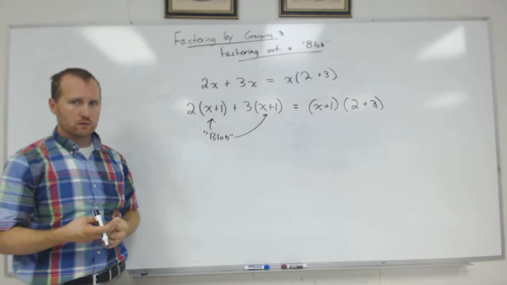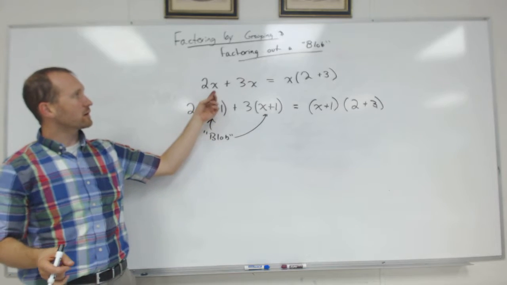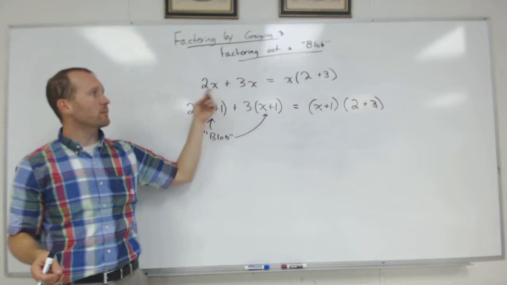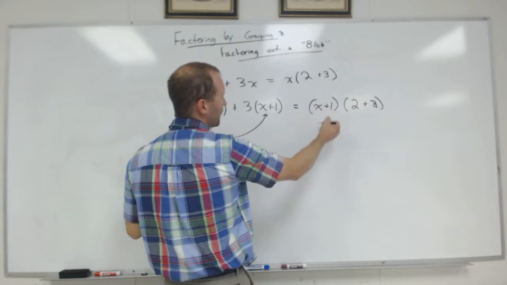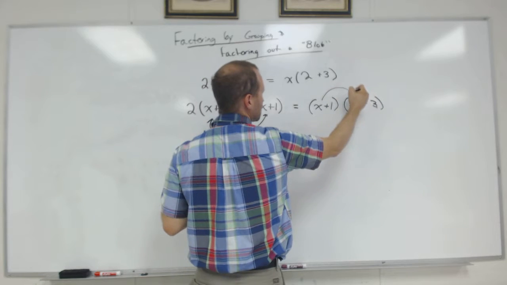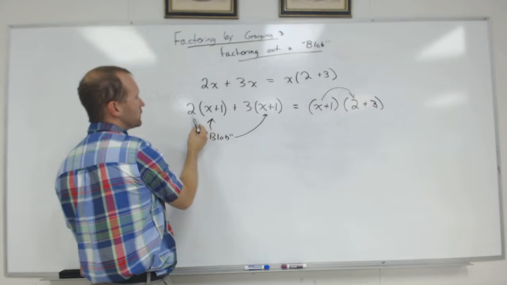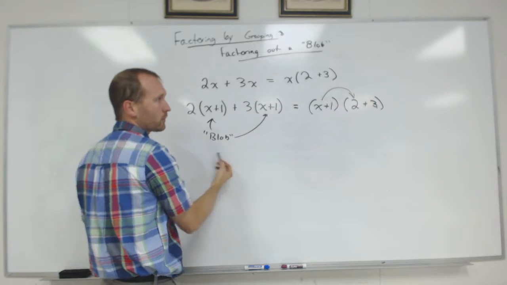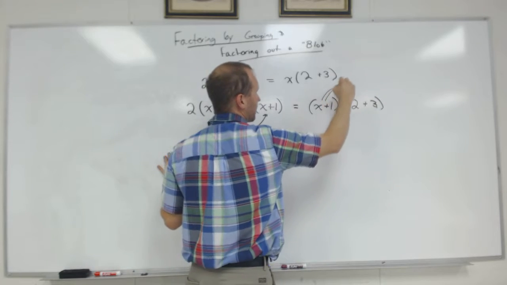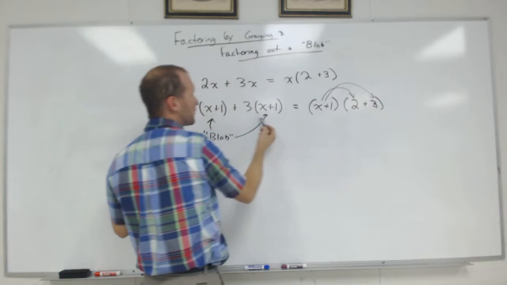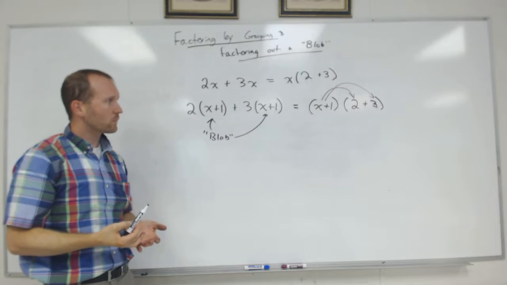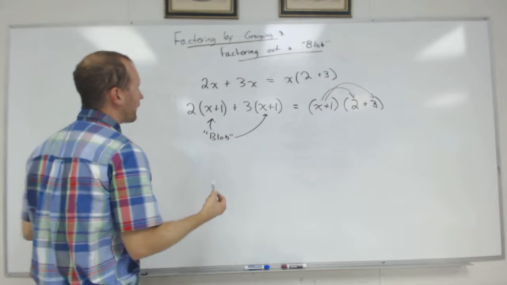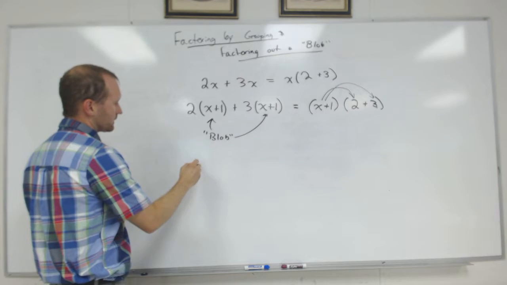Why can you take out the blob? Same reason I could take out the x here, because it's the same thing. It's reverse distributive property. If I took this x plus 1 and multiplied it times the 2, I would have 2 times x plus 1. Plus, the entire x plus 1 times 3 would give me 3 times x plus 1. So what these problems usually look like is more like this.